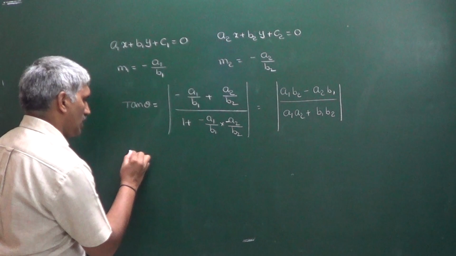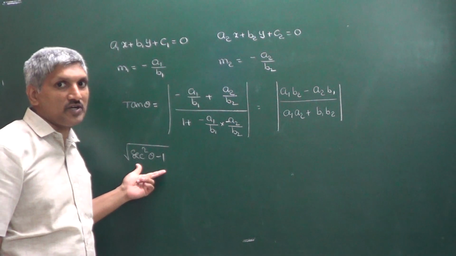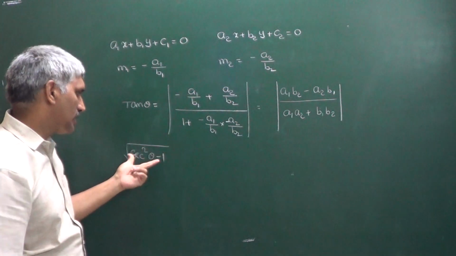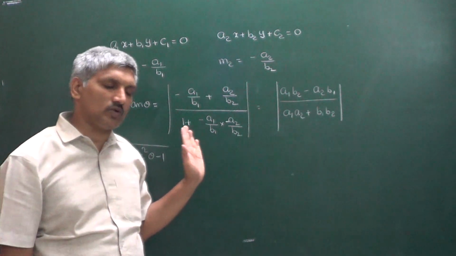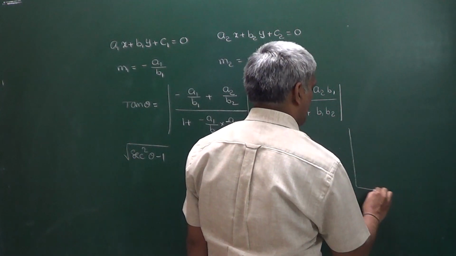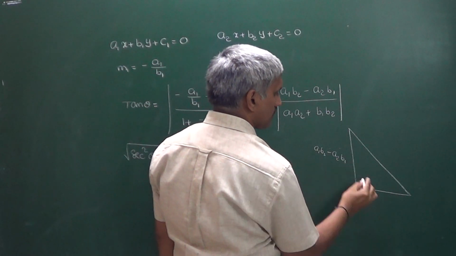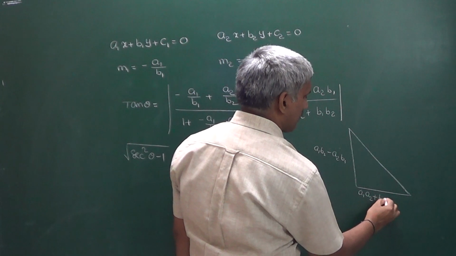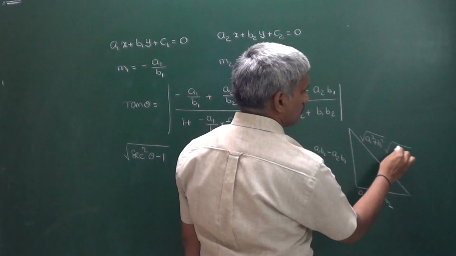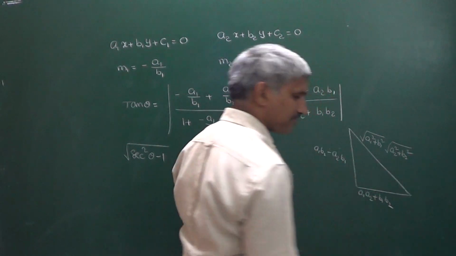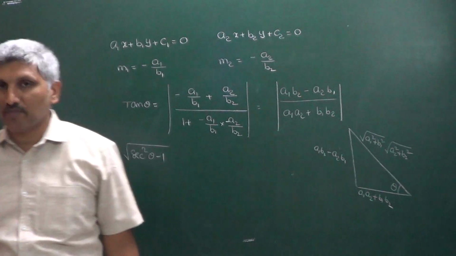From this, tan theta can be written as square root of secant square theta minus 1. From this you find the cos theta value, right? So secant square theta minus 1 is equal to this one. Again this we can write as 1 by cos square theta, squaring on both sides. If you construct a right angle triangle, tan theta is equal to, this part is a1 b2 minus a2 b1 and this part is a1 a2 plus b1 b2. If you find the hypotenuse, you will get root of a1 square plus b1 square into root of a2 square plus b2 square, right? If this is theta. So that is the tan theta formula, better to remember it.